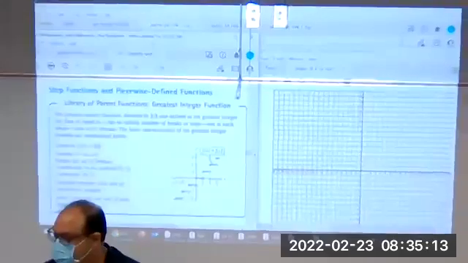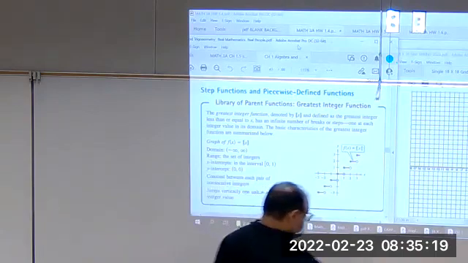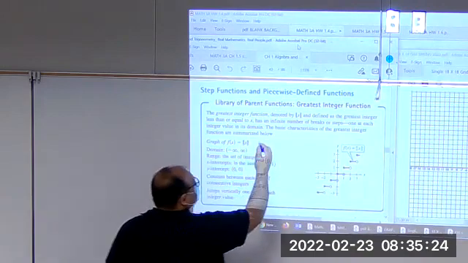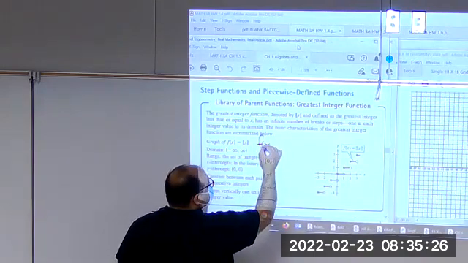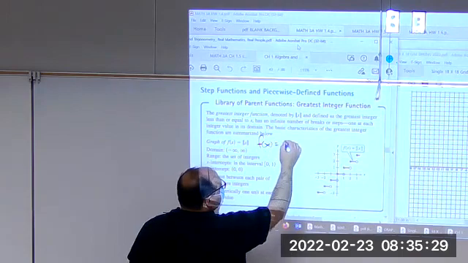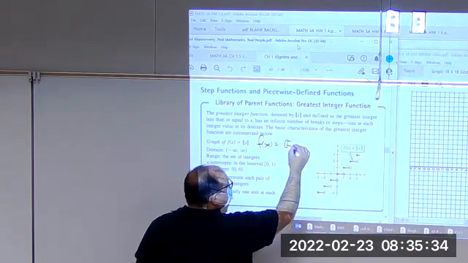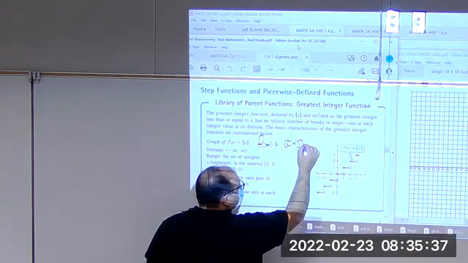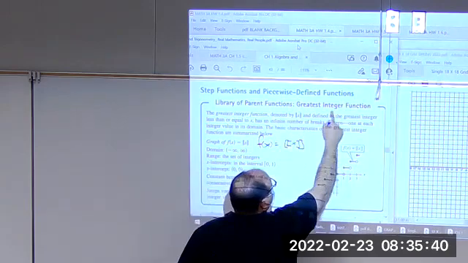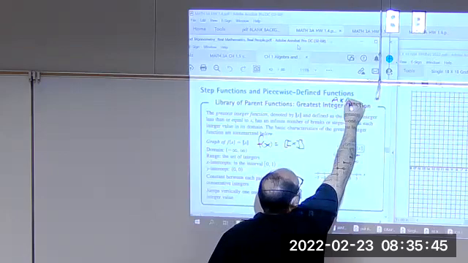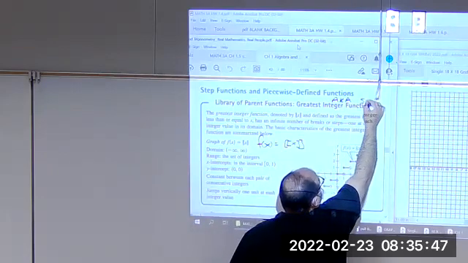This notation is something completely brand new. The graph of f of x equals, and it's kind of like a double bracket. It's called the greatest integer function, also known as a step function.